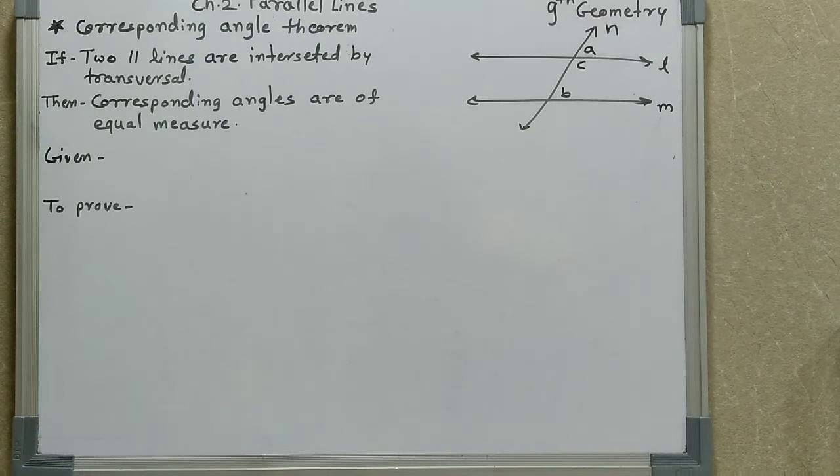Similarly, we can prove the corresponding angle theorem. See in your textbook page number 16, what is the statement given? The corresponding angles formed by a transversal of two parallel lines are of equal measure. Now, first this statement we convert into condition form, that is the if and then form.